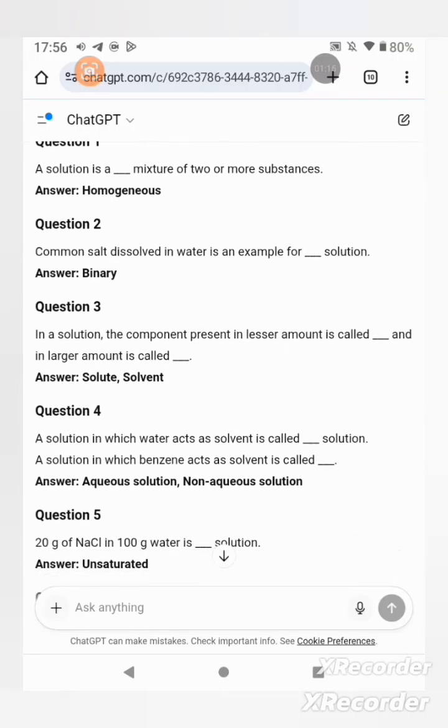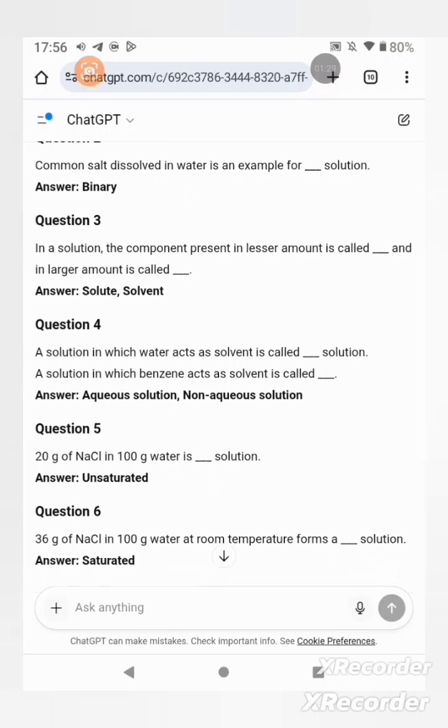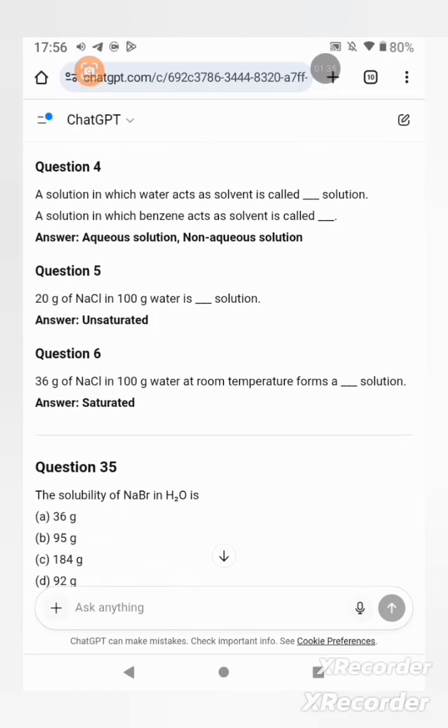2. Fill in the blanks. Question 1. A solution is a homogeneous mixture of two or more substances. Answer: Homogeneous. Question 2. Common salt dissolved in water is an example for a binary solution. Answer: Binary. Question 3. In a solution, the component present in lesser amount is called the solute and in larger amount is called the solvent. Answer: Solute, solvent.